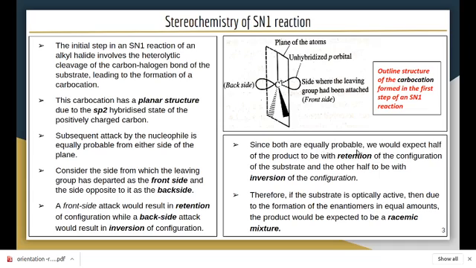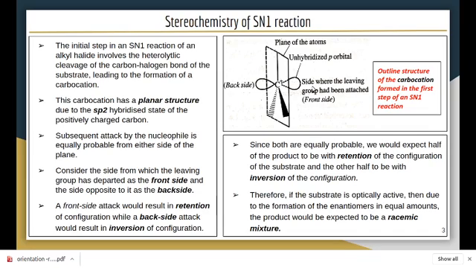Since both are equally probable, we would expect half of the product to be with retention of the configuration of the substrate and the other half with inversion of configuration. Since the carbocation has a planar structure, the probability for the attack of the nucleophile is equal from both sides. That means there will be half of the retention product and half of the inversion product.